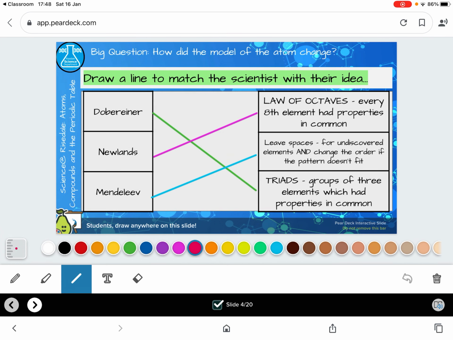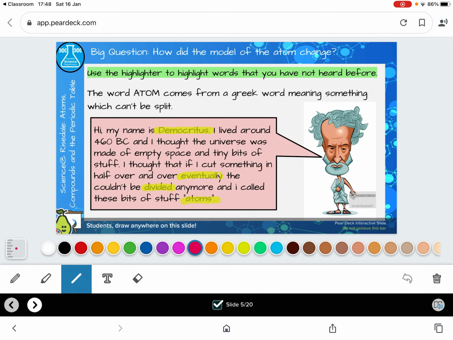And then I asked you about the 3 scientists that we looked at in the last lesson about the periodic table. Dobereiner, he was the one that came up with the triads, the groups of 3 elements that had properties in common. Newlands was next, John Newlands, and he was the one that noticed every 8 elements there was something in common, so he had his law of octaves. And then Mendeleev, Dmitri Mendeleev, he was the one that left spaces for undiscovered elements and changed the order if the pattern didn't fit. Then I told you about some more scientists.